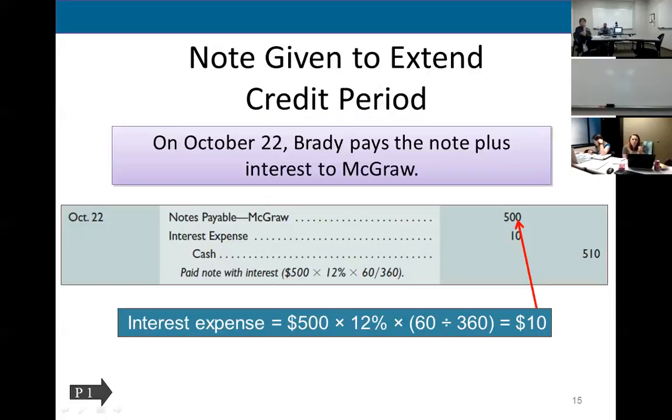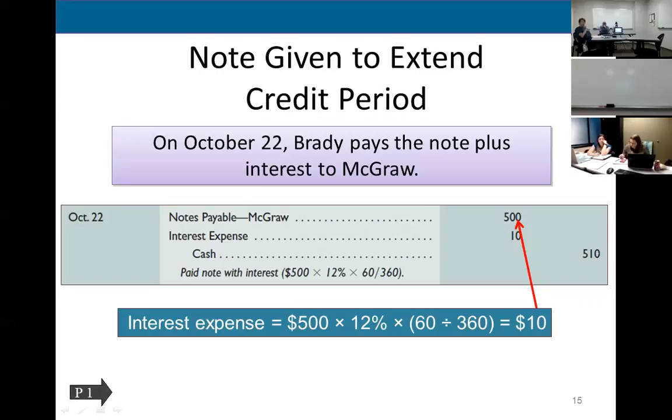All right, now on October 22nd, Brady pays the note plus interest to McGraw. So now, what are we debiting? The notes payable, and the interest. And we received $510 in cash.